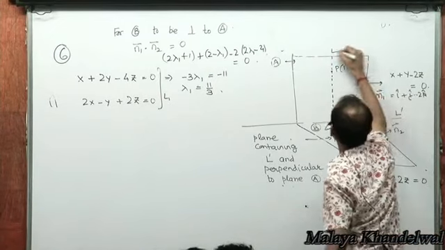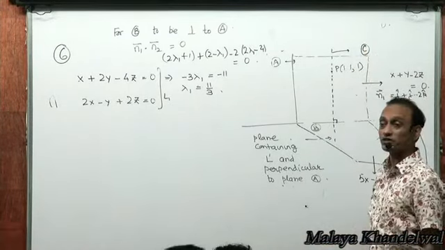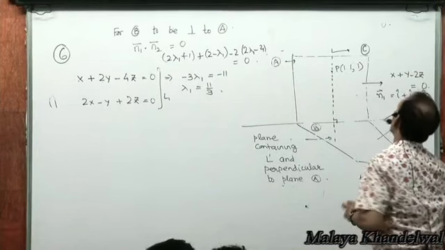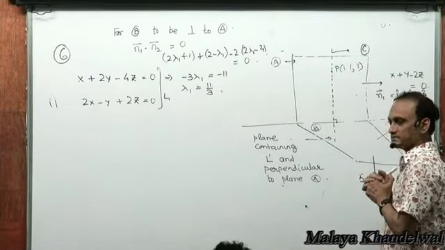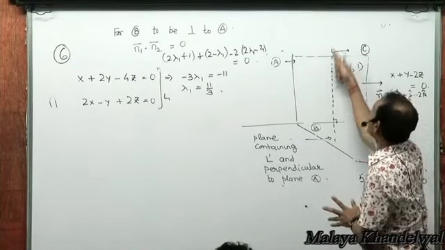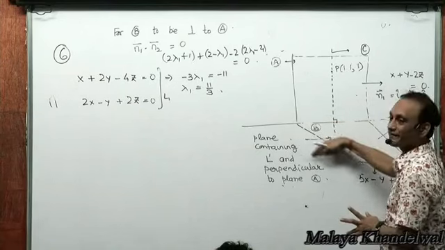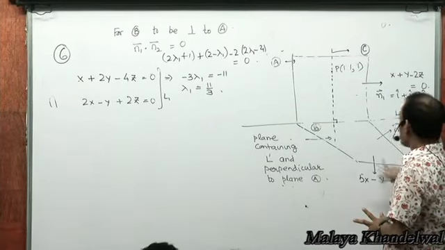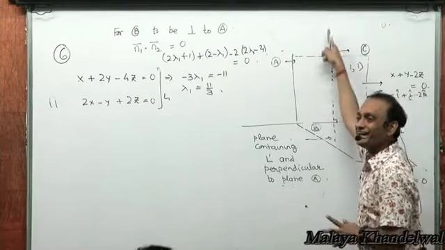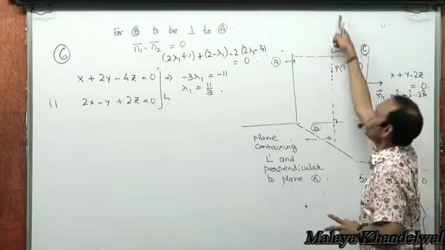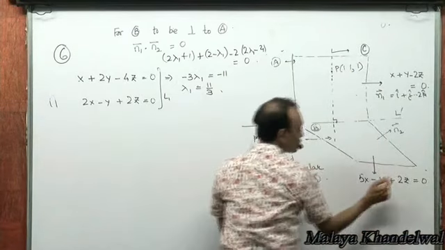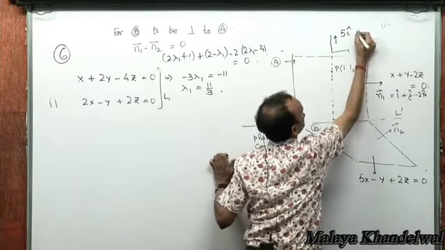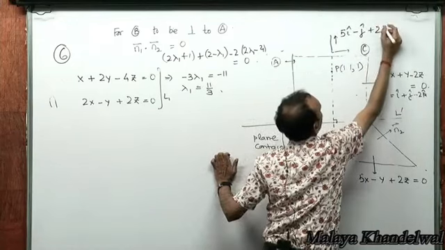I'm seeking this line, let's say line C. I'm seeking the equation of line C, the line passing through P and perpendicular to L prime, right? Hey, dekho baba. Very simple. This line, is it perpendicular to this plane? Right? The normal to this plane is 5i cap minus j cap plus 2k cap. The normal to this plane must therefore be along this line. Yes or no? Right? That means the normal to this plane is 5i cap minus j cap plus 2k cap.